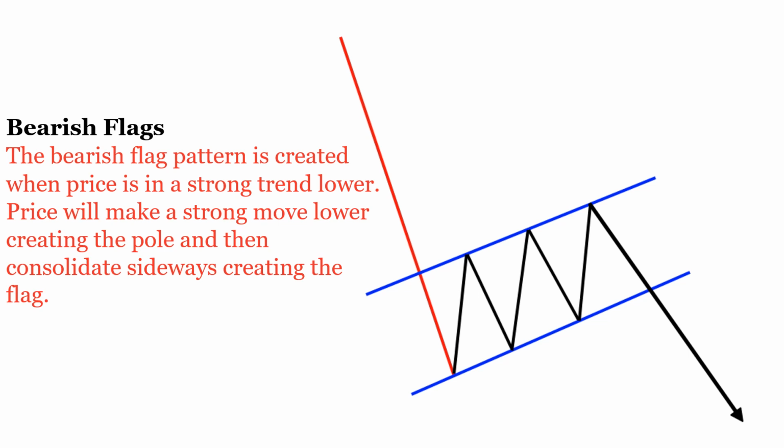A bearish flag is created when price is in a strong trend lower, as you can see with this red line here. This creates the pole, and then it would consolidate sideways, creating the flag. Whilst the sideways consolidation and formation of the flag will often be angled higher for a bearish flag, just like for the bullish flag, it can also be directly sideways in a horizontal shape.